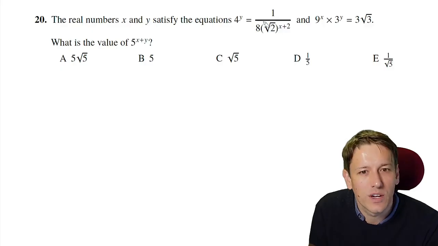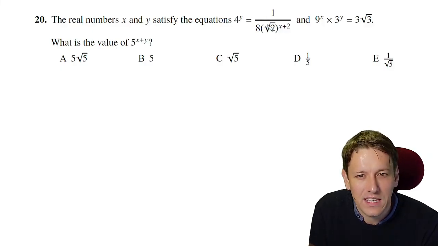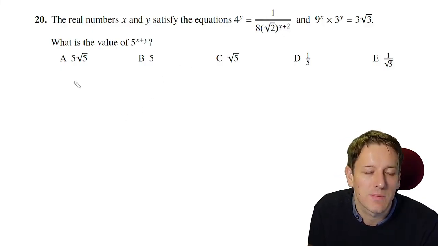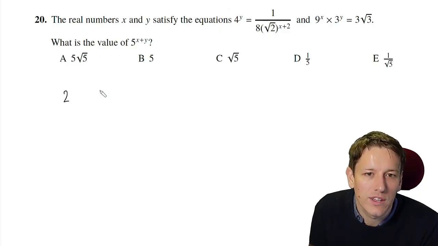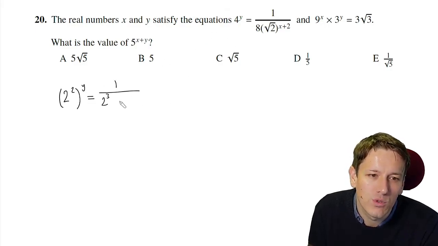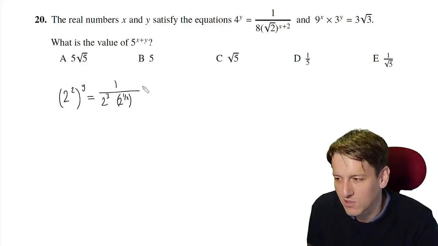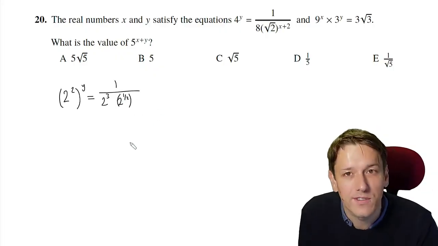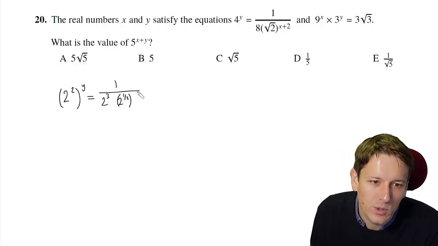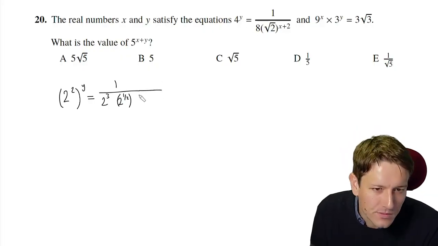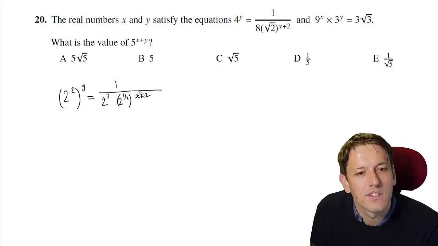So the first equation we've got here, 4 to the y is 1 over 8 times root 2 to the x plus 2. You could write 4 as 2 squared, and so that would be 2 squared to the power of y, and then 8 would be 2 cubed. Now root 2 is 2 to the 1/2. Again, that's something I'm just going to assume that you know as a fact, but look it up if not. And that's to the power of x plus 2.